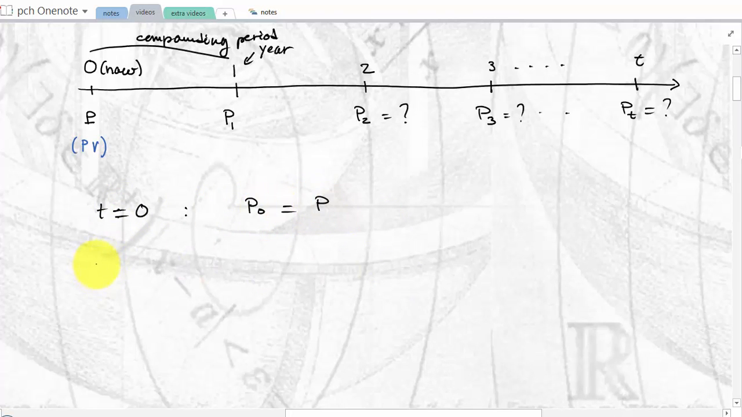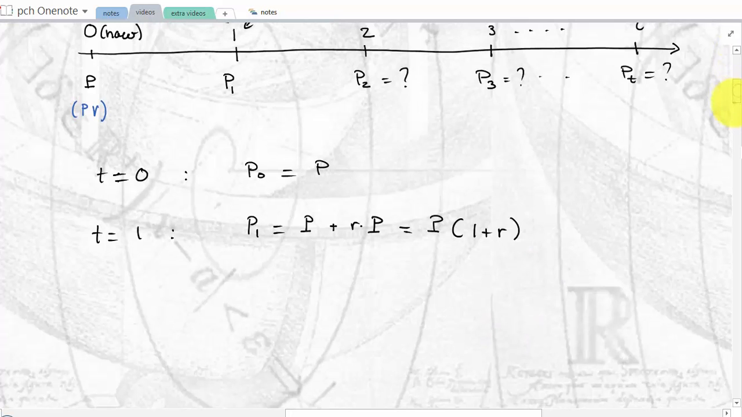Then what's going on at T equals one? What do you have? Well, what is happening? Then P of one is what? It's the initial investment plus the added interest. How do you compute an added interest? You have R percent. How do you compute R percent? You take R times P, right? That's R percent of P, and you add it to P. Let's factor P. It's P times 1 plus R, right? Okay. And that's what you have at the end of the first year.